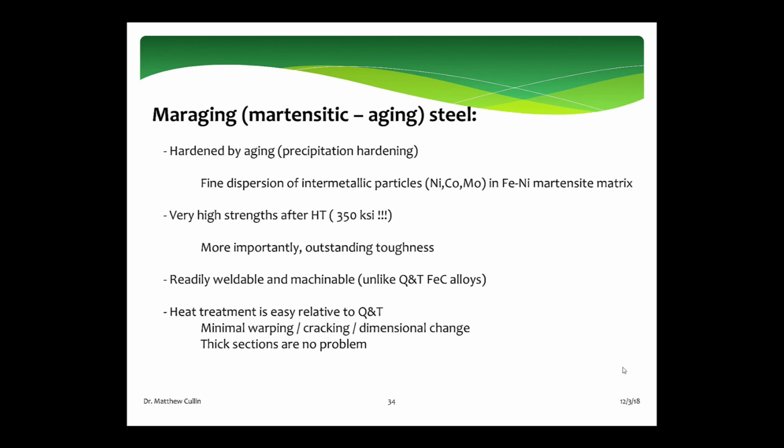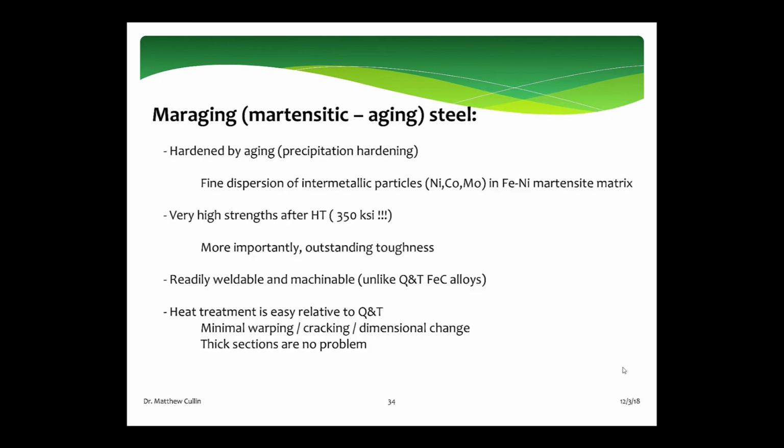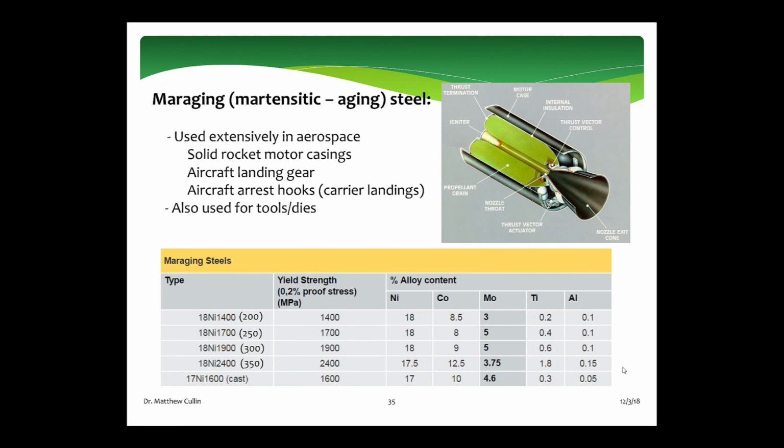So relatively easy, again, minimal warping, minimal cracking, which also means minimal residual stresses from non-uniform cooling, thick sections, no problem. I mean, again, maraging steels are the rock star of the steel community. So where do we use them? We only use them where we need them because they are insanely expensive. And so you see them extensively in aerospace, our solid rocket motor casings, aircraft landing gear. These are all pretty common places to see maraging steel.